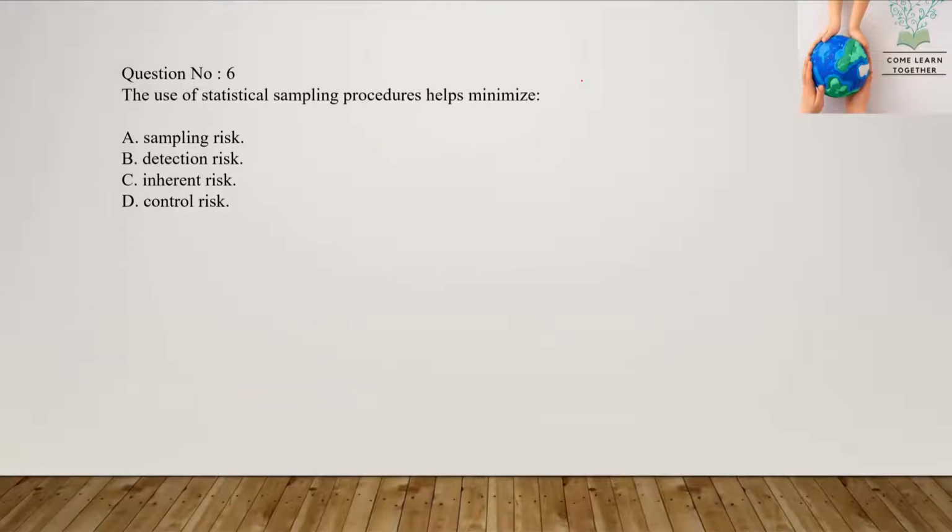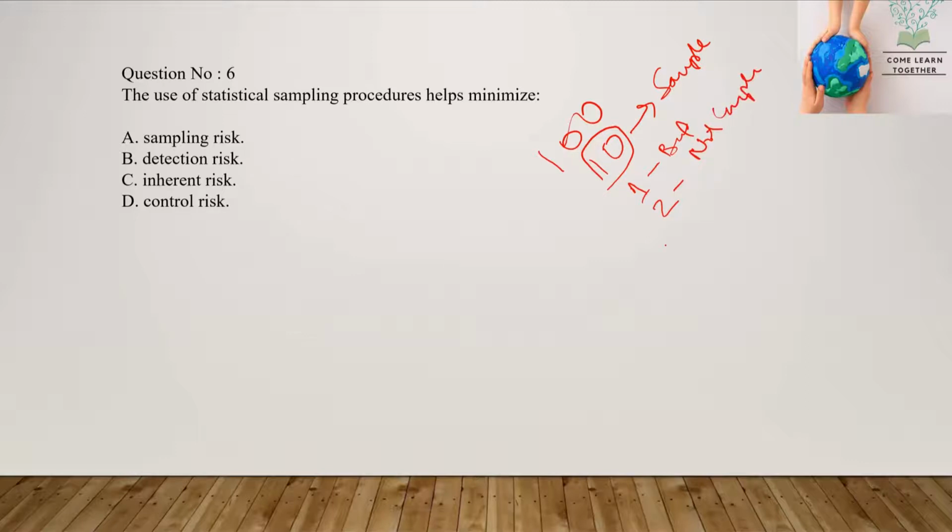So let's take another example. The use of statistical sampling procedures helps minimize what? Sampling risk, detection risk, inherent risk, or control risk? Now, when we use the word sample, if we have 100 things and we take out 10 as a sample, what sort of risk am I taking? Maybe these 10 samples are good, or maybe only one of these is bad, or maybe two of them have non-compliance features, or maybe if I take 20, all of them are good samples and I'm not able to detect any problem or any issue in that kind of a scenario.